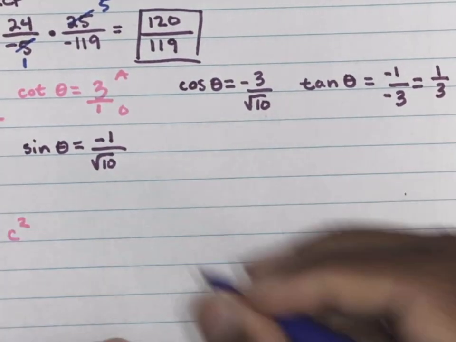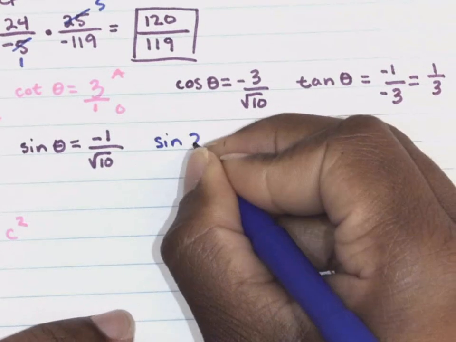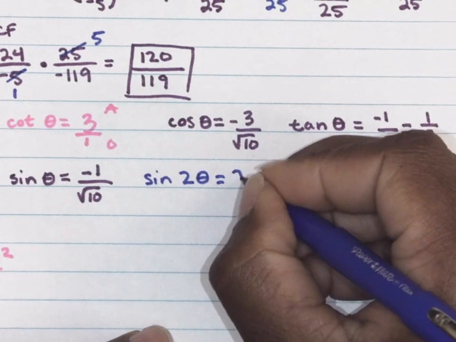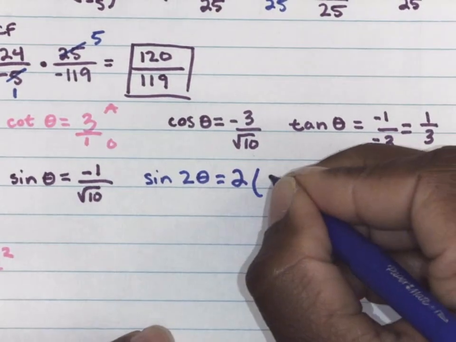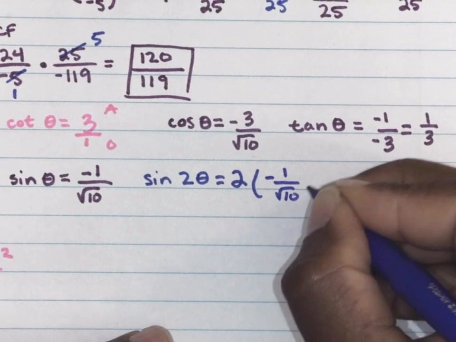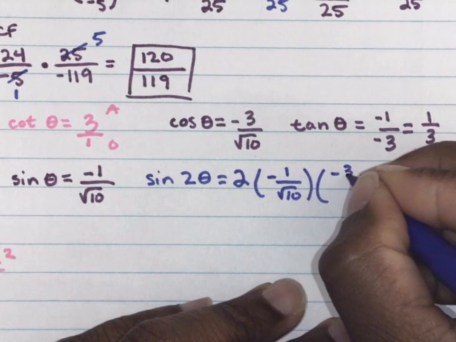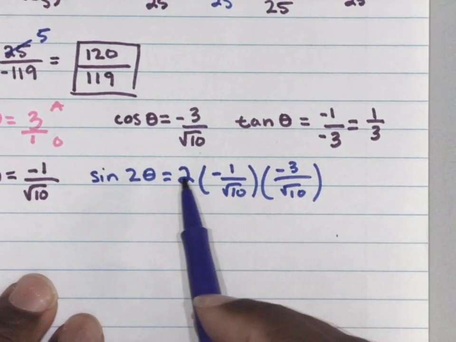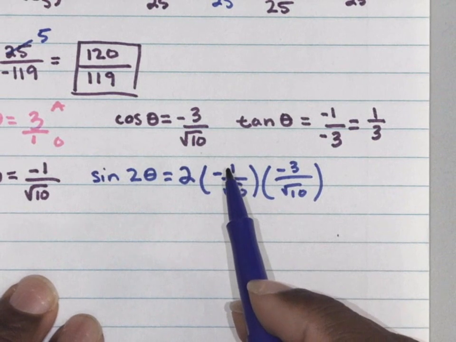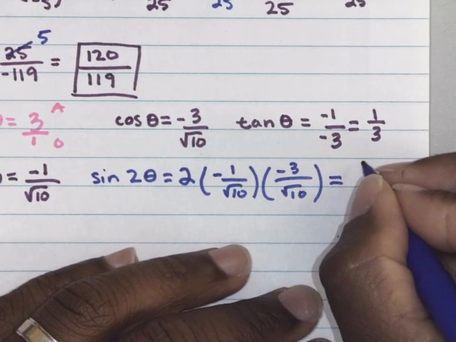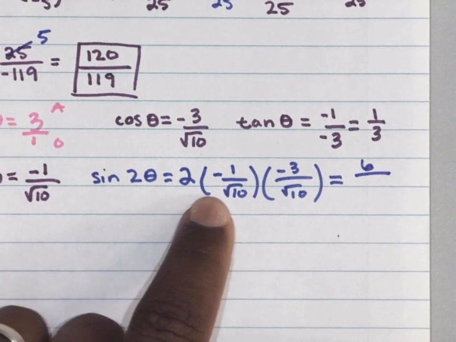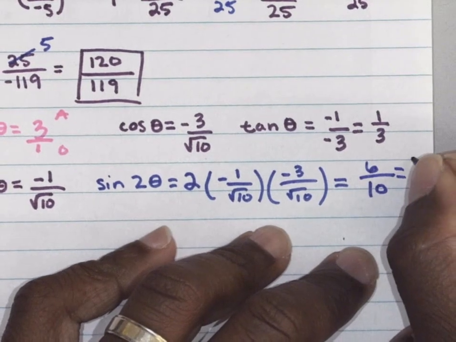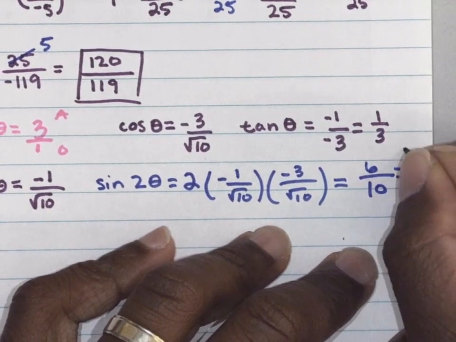Let's do these formulas. Sine double angle of theta. We got 2 times sine's exact value, which we said is -1 divided by root 10, times cosine's exact value, -3 divided by root 10. I multiply the top numbers together. 2 times -1 is -2, times -3 is +6, divided by square root of 10 times the square root of 10 is just 10. So my answer is 3 over 5.